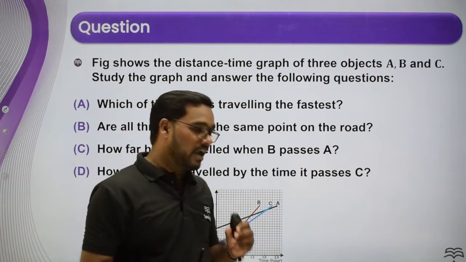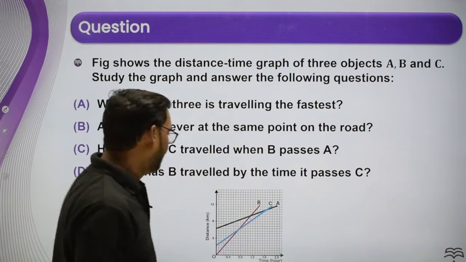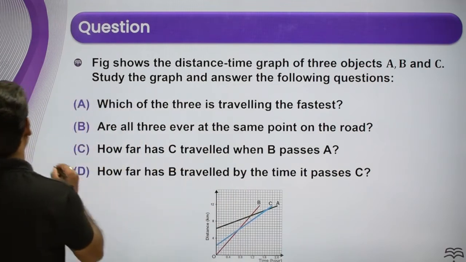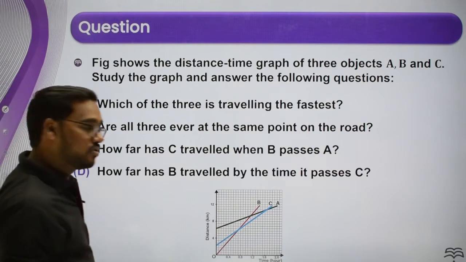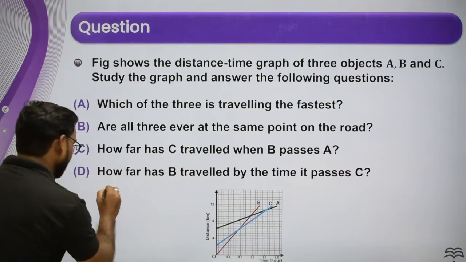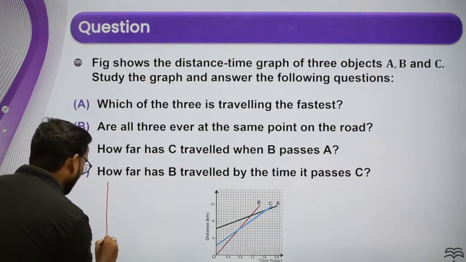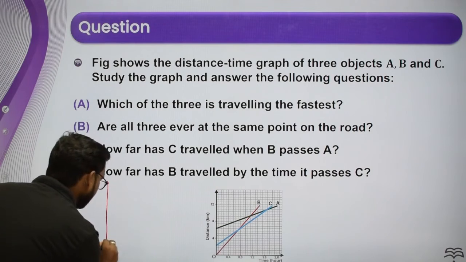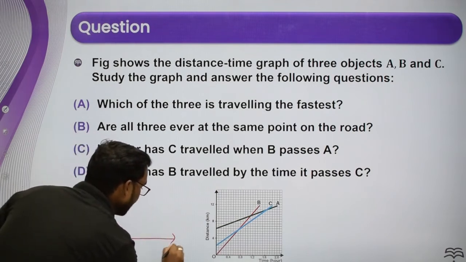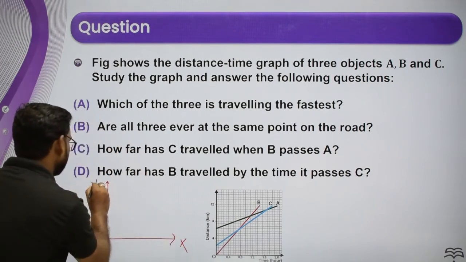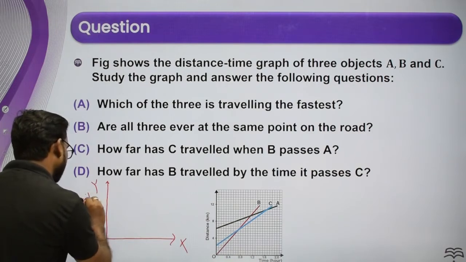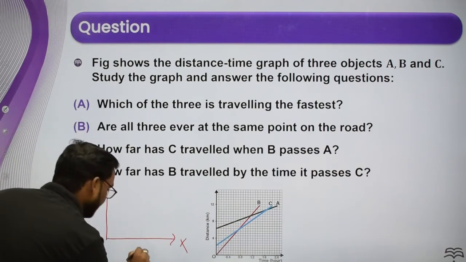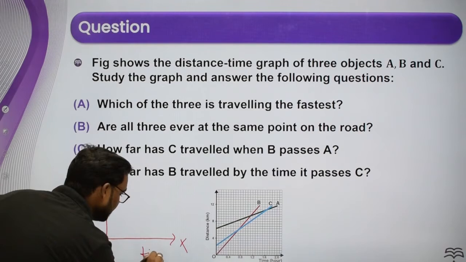Now we have a very simple method. Before solving these questions I am discussing the method with you. You can see here, this is your y-axis and this is your x-axis. This is the y-axis, the position or distance of the particle, and this is the time axis.